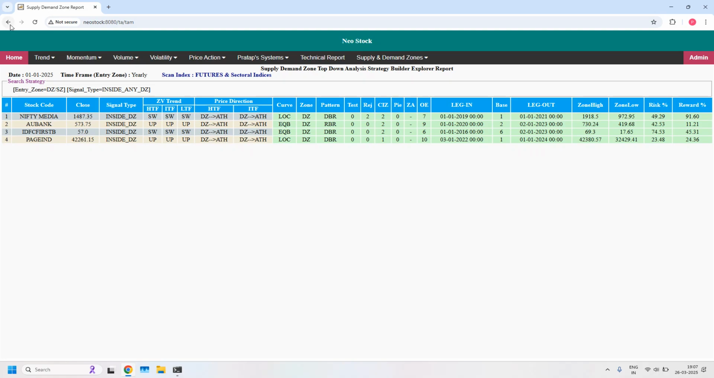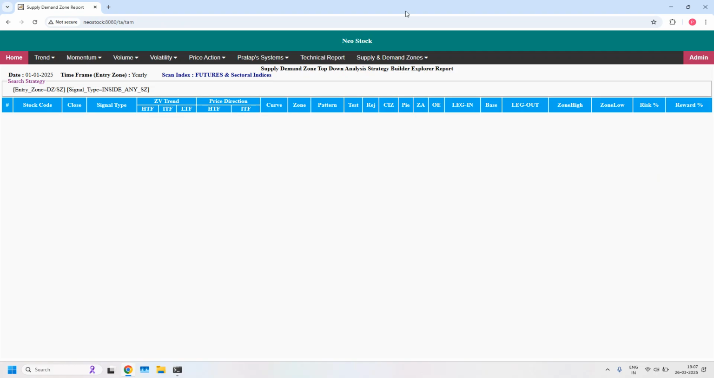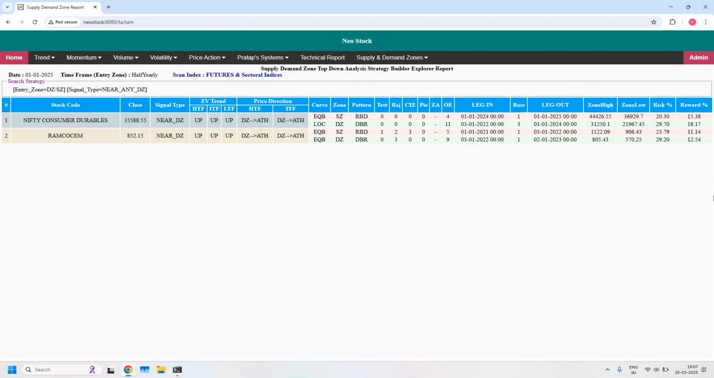Okay, next. Price closed inside the yearly supply zone. No stocks are available. Next time frame is half yearly. Stocks near half yearly demand zone. We have 2 stocks.